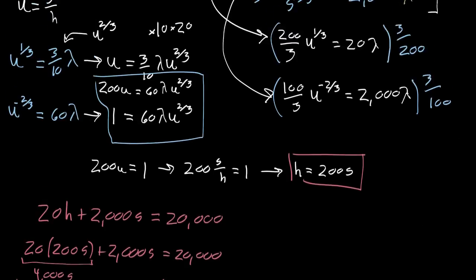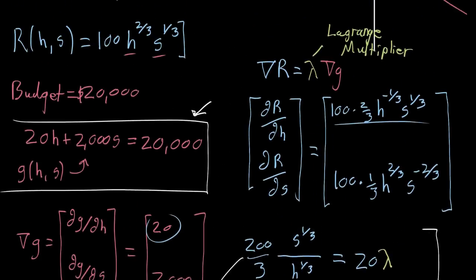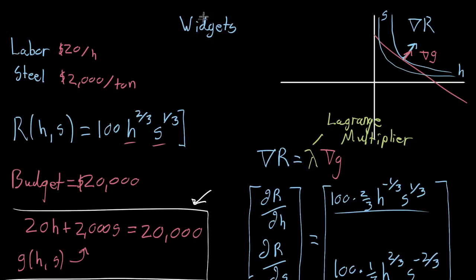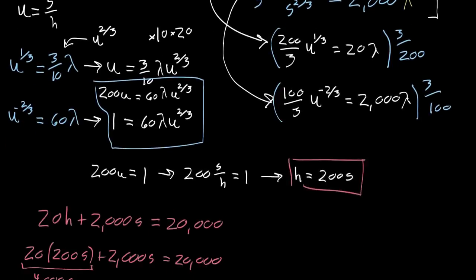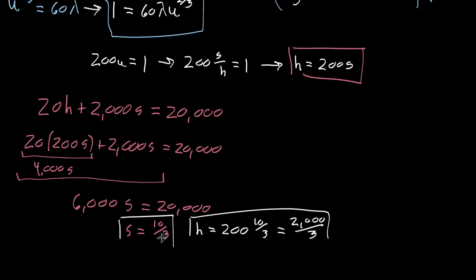So, evidently, in our original problem where we have this model for our revenue function for our widgets with $20 per hour of labor and $2,000 per ton of steel, with a budget of $20,000, the allocation that you should make is to buy 10 thirds of a ton of steel and 2,000 thirds hours of labor.